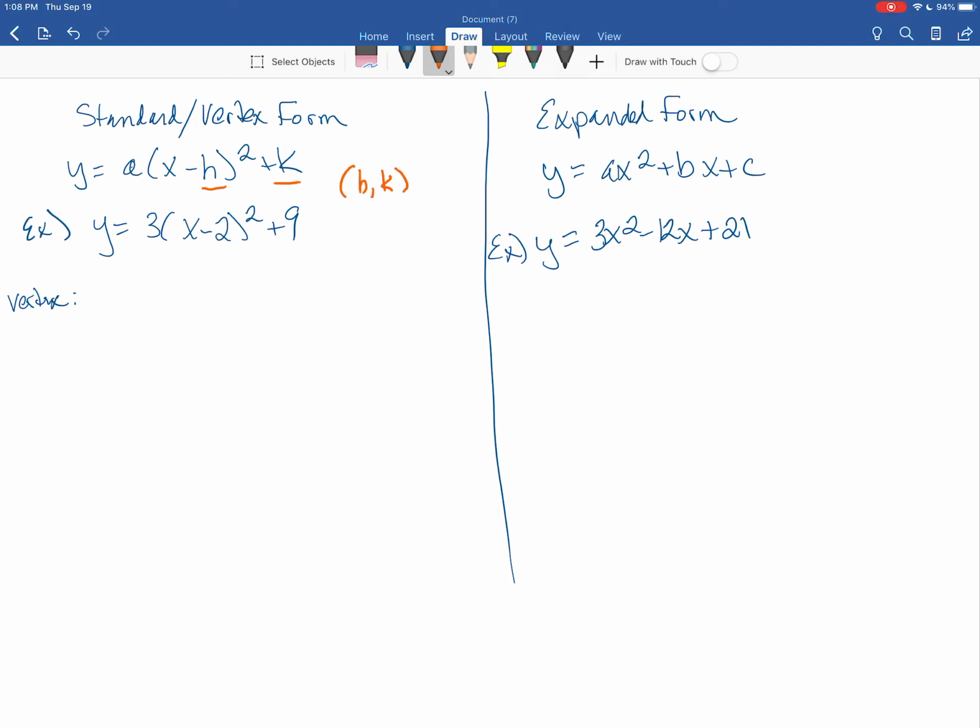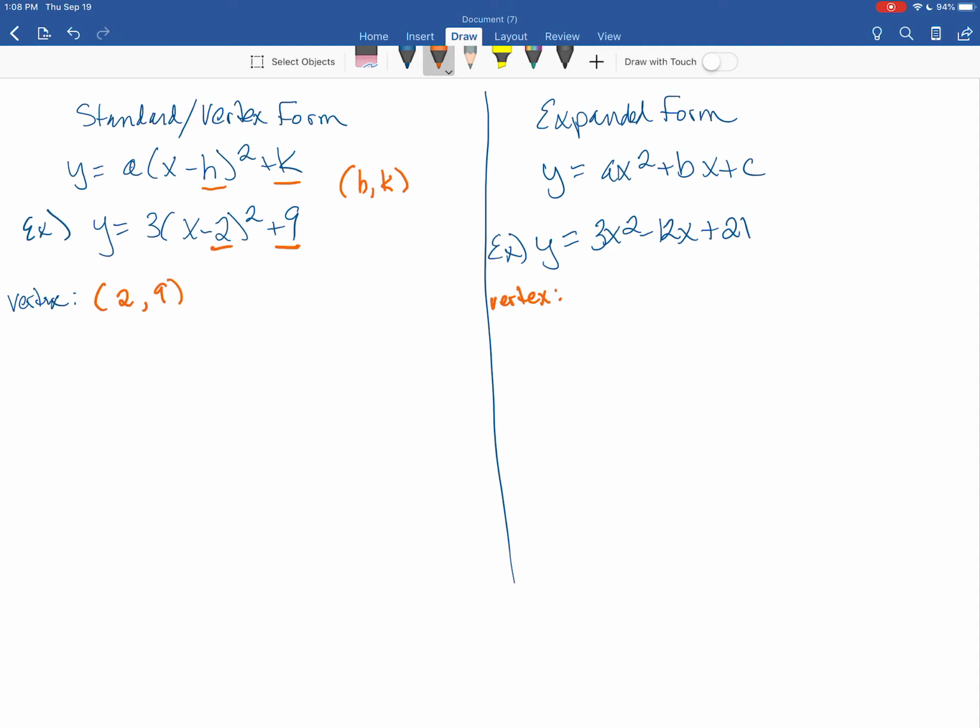The point (h, k) is indeed our vertex, so I can just pull that out. In that case, that's (2, 9). Not a lot of work to be done as long as I know that that's how that form works. Now, if it's given to me in expanded form and they want the same thing, don't try to take this expanded form and rewrite it in the standard vertex form in order to do it. That's too much work. We have a different technique we can use.